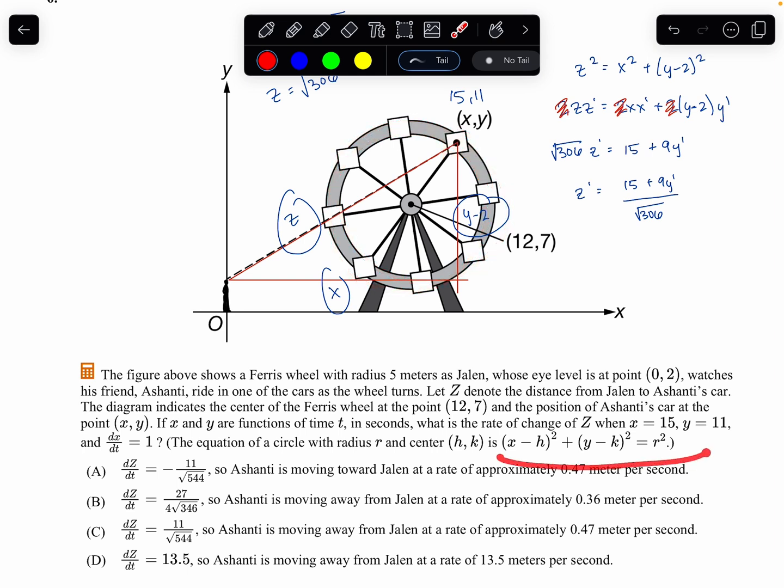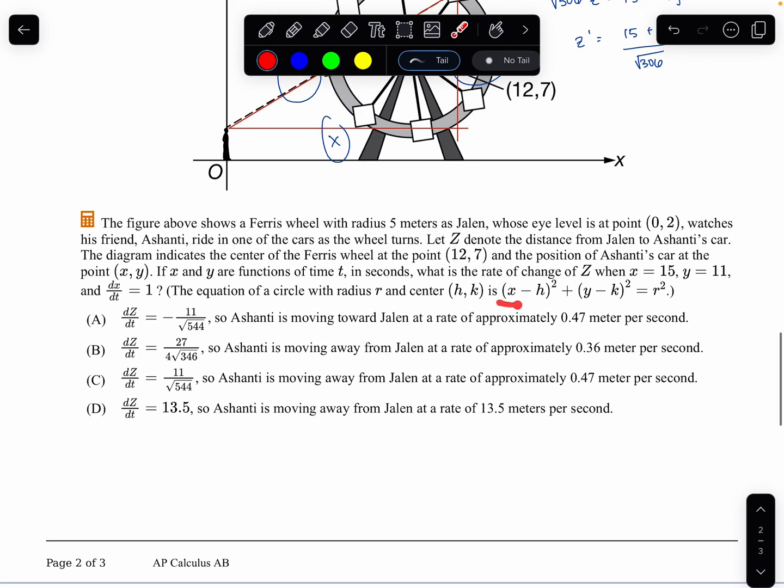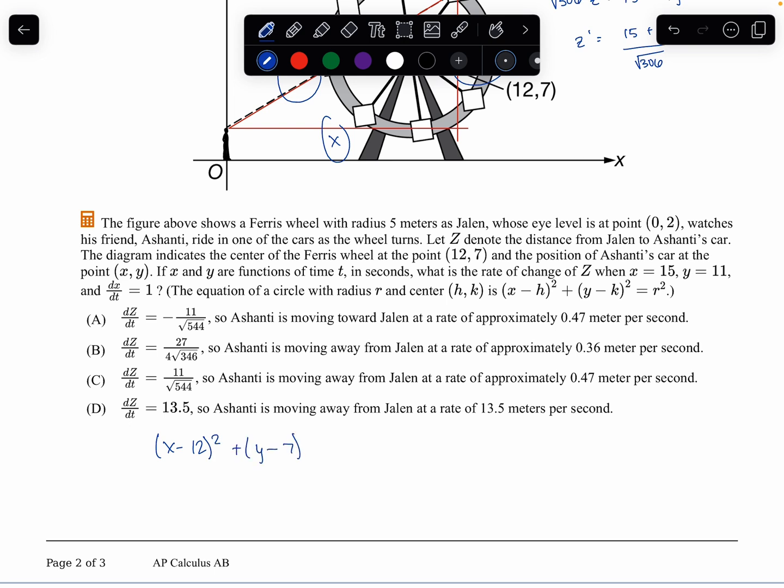And so that's why this formula is going to be helpful to us. So I have this right here that I'm going to take the derivative of, but I'm first going to plug in the center point. So this is 12 and that's 7. And this right here is going to be 25 since the radius is 5. So I have (x − 12)² + (y − 7)² = 25.